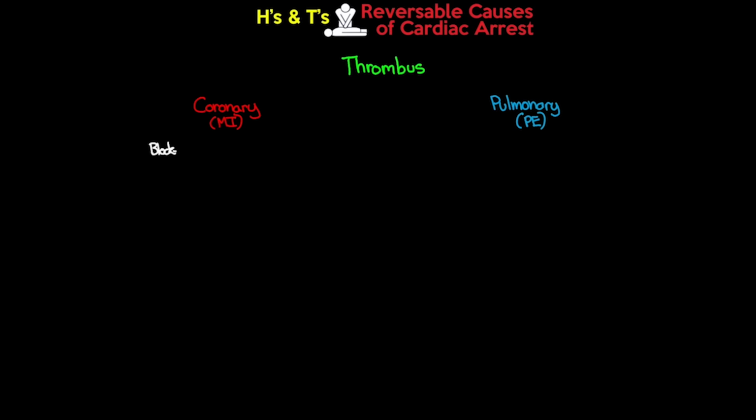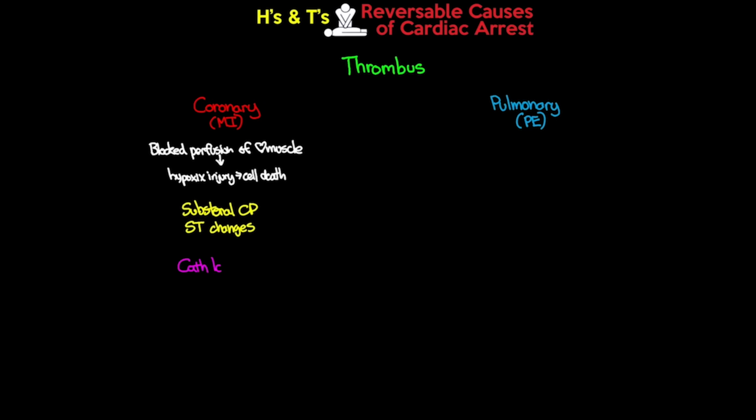So in the case of our coronary thrombus, we have some sort of blocked perfusion of cardiac muscle, and that's ultimately going to lead to hypoxic injury and cell death. Here the patient might have been exhibiting substernal chest pain or those other classic AMI symptoms, and we might also see ST changes on the EKG. Treatment for these patients is to get them to the cath lab ASAP if you have that available in order to revascularize them. If not, then we want to consider possible thrombolytics. And finally, a CABG if necessary.